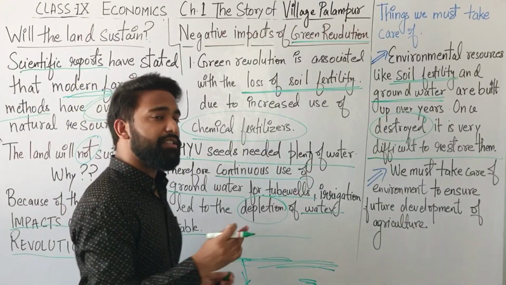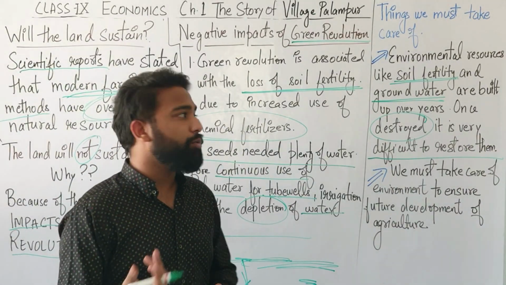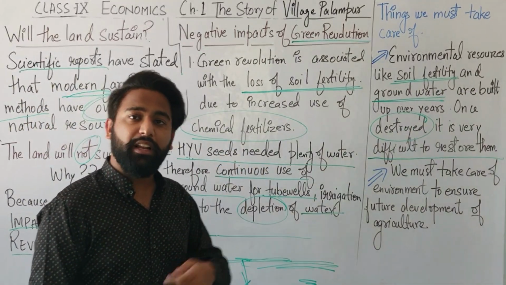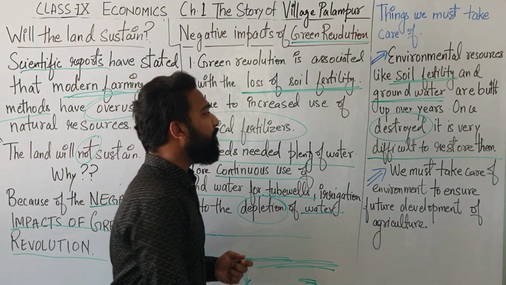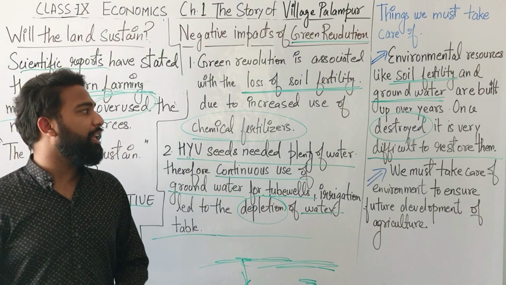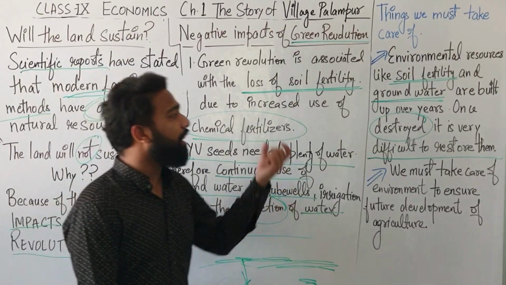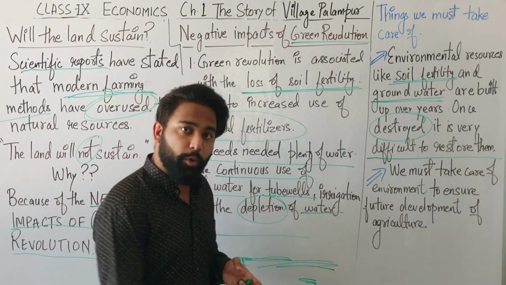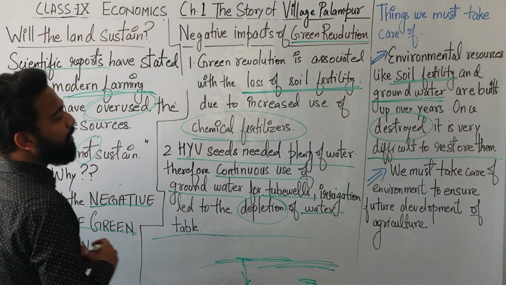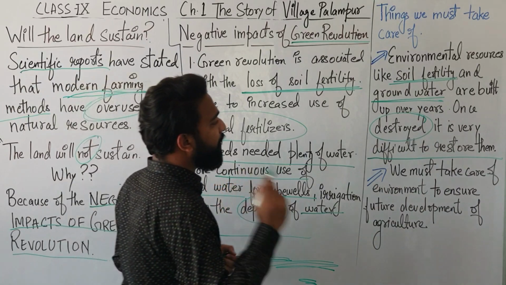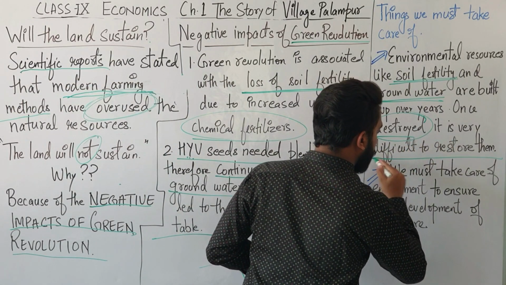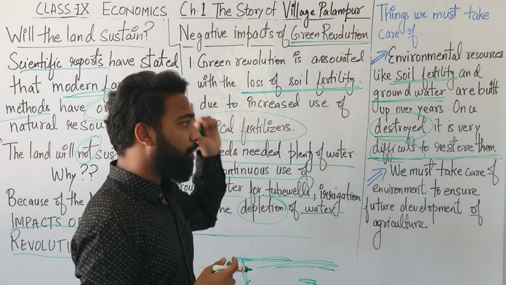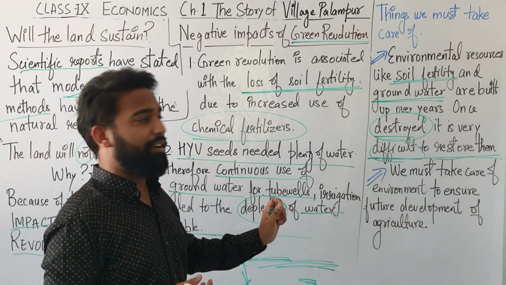The soil fertility is a natural thing. If we are using lots of chemical fertilizers, then one day the soil will give up its fertility. And if we are using lots of water to irrigate our HYV seeds, then the underground water will also diminish. It will go more inside the earth. So once destroyed, it is very difficult to restore them. Keep in mind, if we have lost them, then it will be very difficult to revive them.